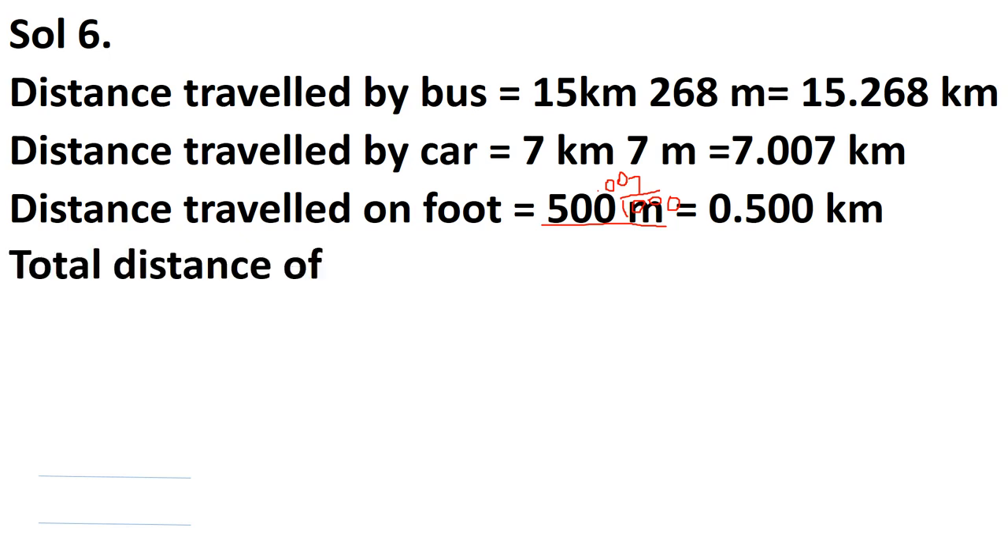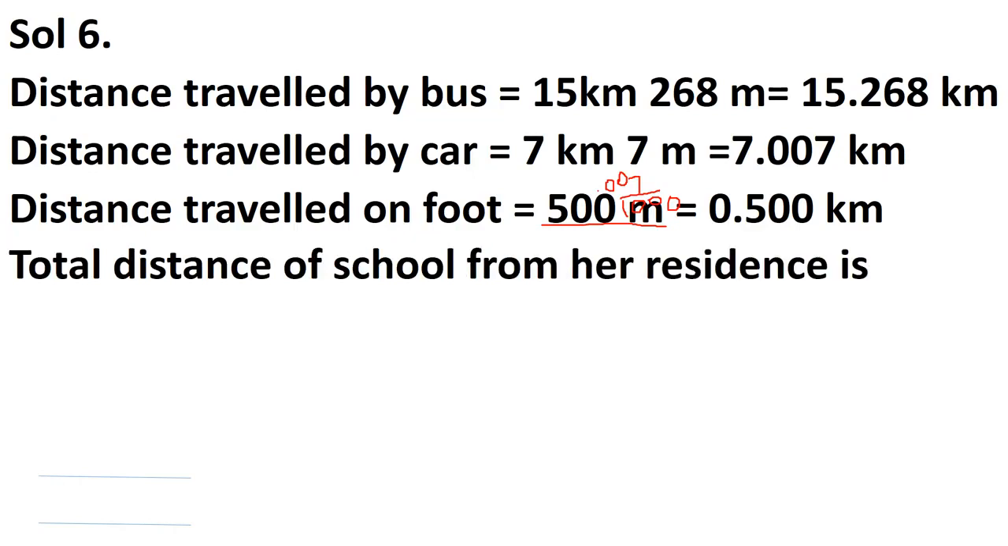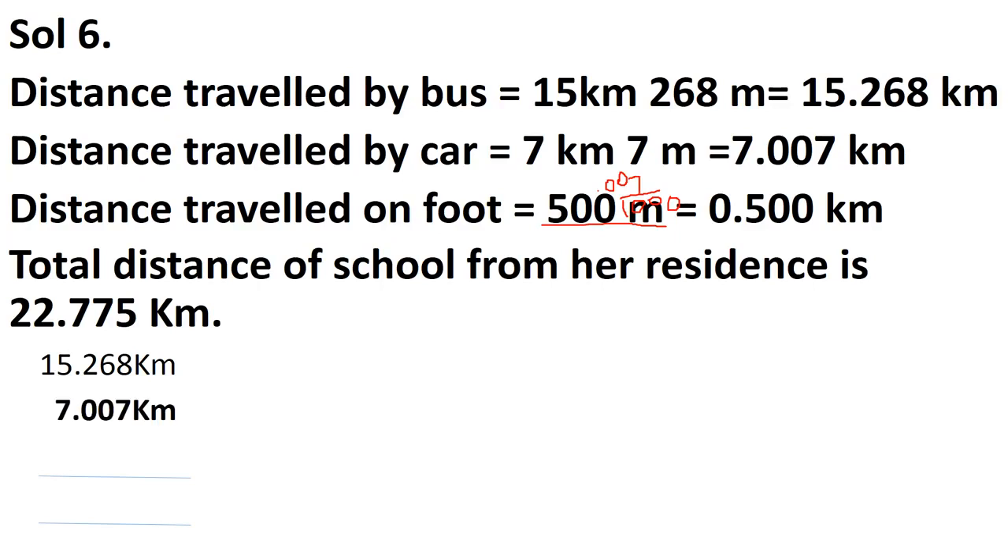Total distance of school from her residence. We will add all these three and this is 22.775 or we can say 22 kilometer 775 meter. Here I have done the addition for you in rough column. Clear?